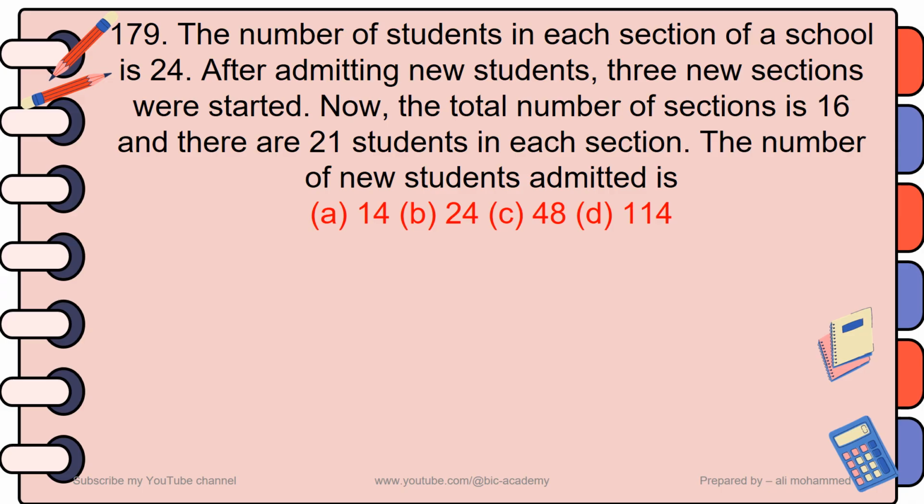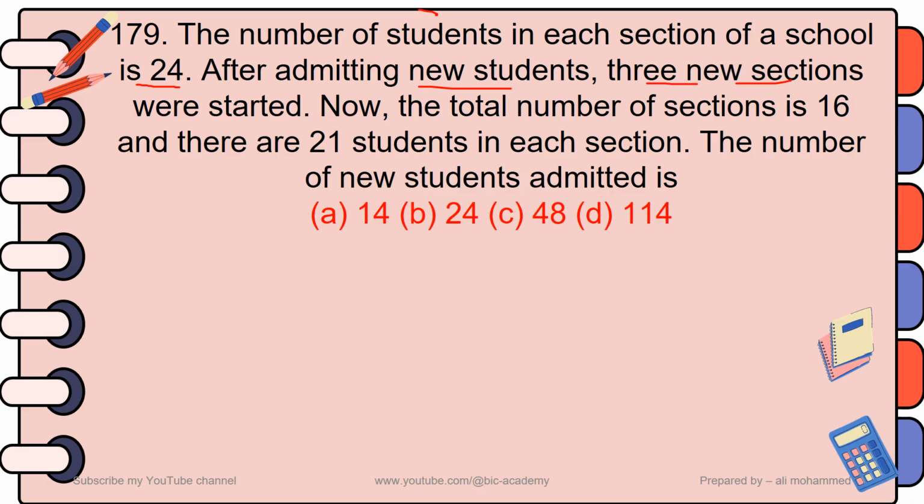Good. First you have to understand the question very well. The question says that the number of students in each section is given, and initially there are 24 students in each section, but after a while new students were added. Then 3 new sections were formed. After new students are admitted, additional sections are created, and the new sections that are created were 3.